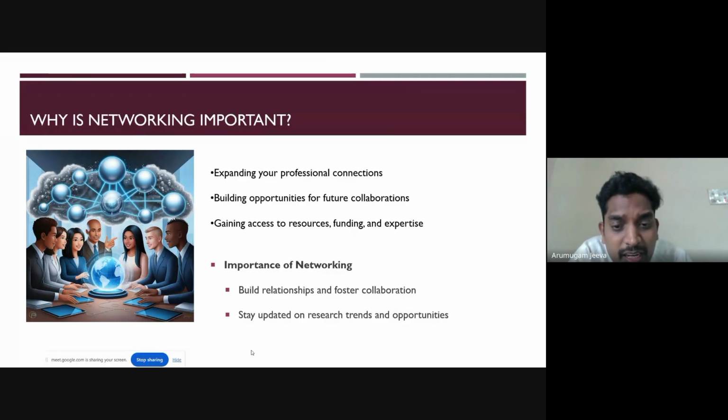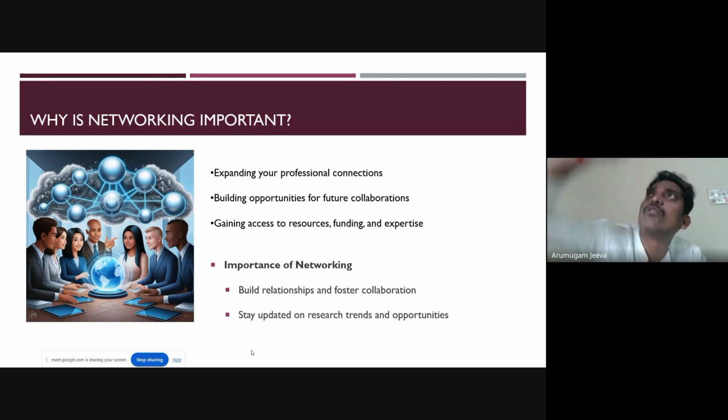This research networking has given fruitful results with respect to resources, collaboration, funding and expertise. If you want to know the experts in a particular research area, it happens because of this networking. You can gain access to resources, funding and expertise. The most important aspect of networking is that you can build relationships, foster collaboration, and stay updated on research trends and opportunities. That's why I told you about ResearchGate.